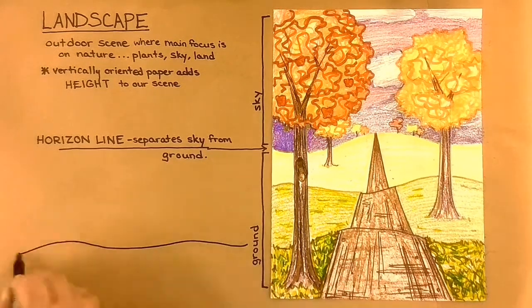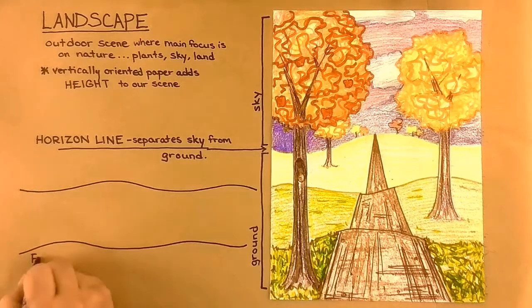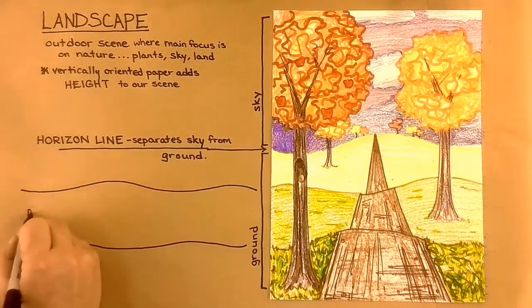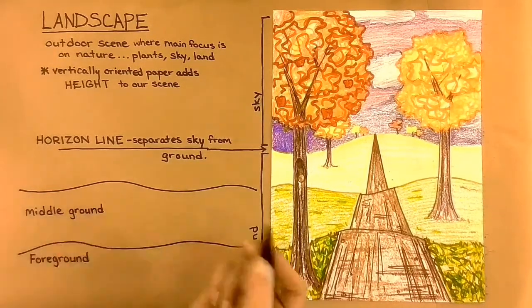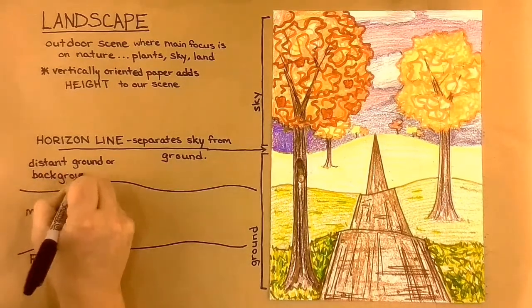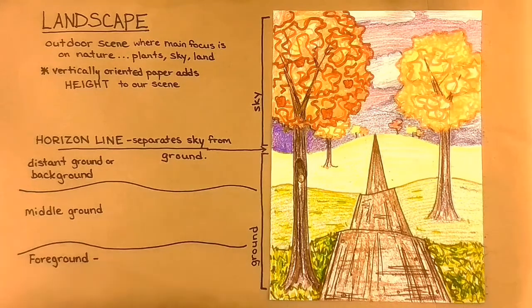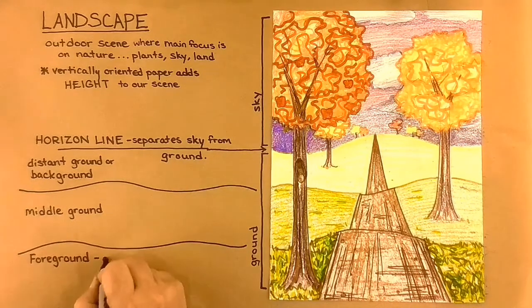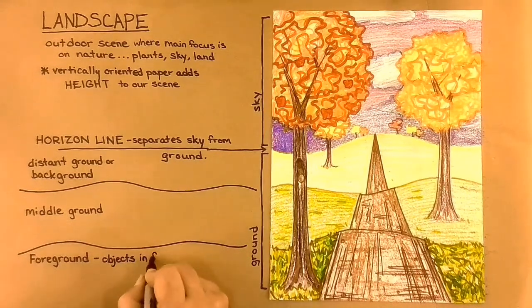The land is typically divided further to show foreground, middle ground, distant ground, and horizon line. We use less and less detail and more simple colors to give the illusion that we are moving farther away as we get towards the center of our drawing.